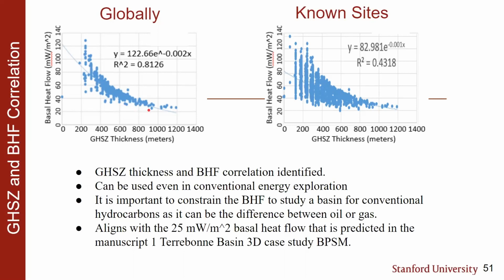And this actually aligns with the case study that we performed in my first project. So here you can see when you have a gas hydrate stability zone thickness of about 1 kilometer, the likely basal heat flow is around 25 milliwatts per meter squared. So we're very happy to see that this correlation aligned with one of our case studies.